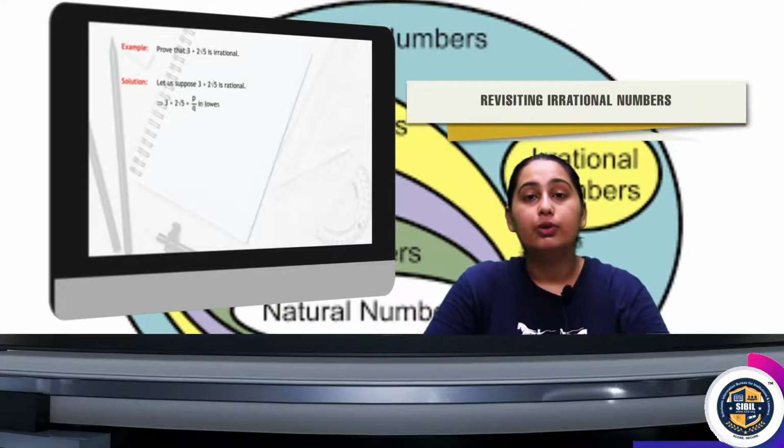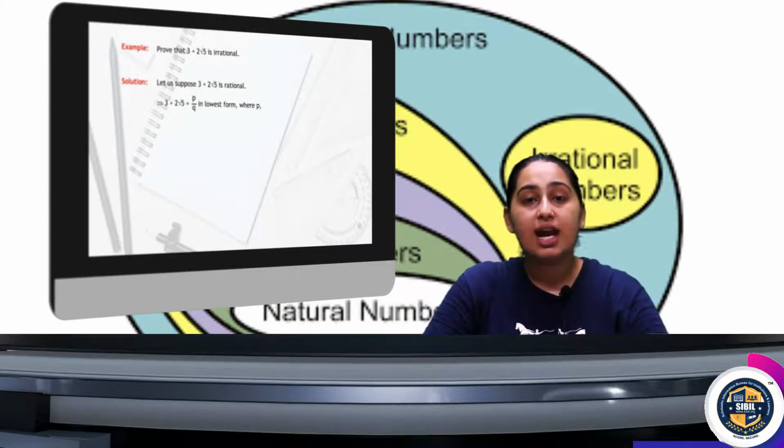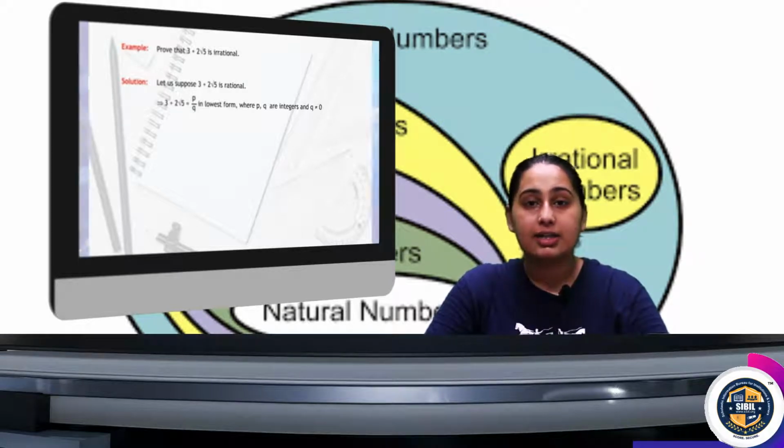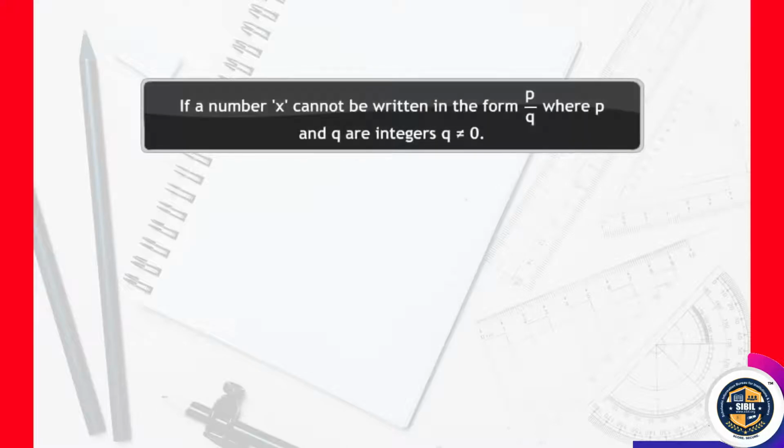In this module, we'll be revisiting one type of real number, that is your irrational numbers. Let us now revise it. Revisiting irrational numbers. If a number x cannot be written in the form p by q, where p and q are integers and q is not equal to 0. For example, √2, √3, √5 are irrational numbers.